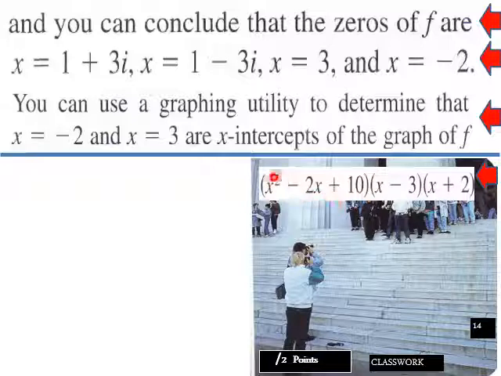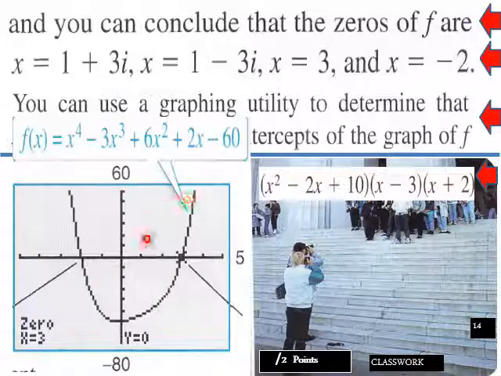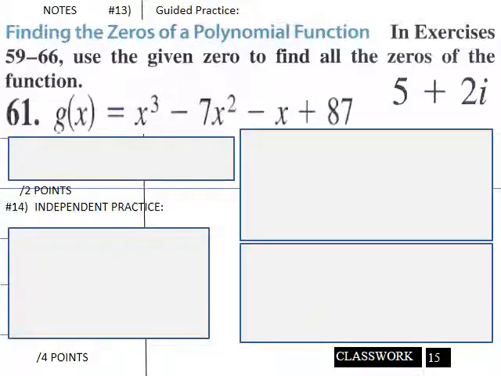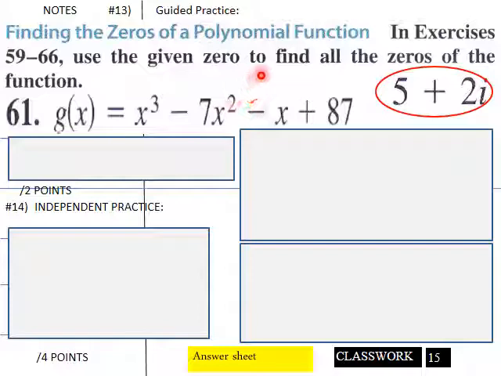So here it is again. Negative 2 and 3 would be x-intercepts, and then we have this trinomial here as well that is again a factor of that original fourth degree polynomial. And sure enough, here is your plot, and you have zeros there, x equals negative 2, and then down here x equals 3 would be an intercept. So you can check it by graphing it, and that's what you come up with for our original fourth degree polynomial. Cool, right? Let's try one now.